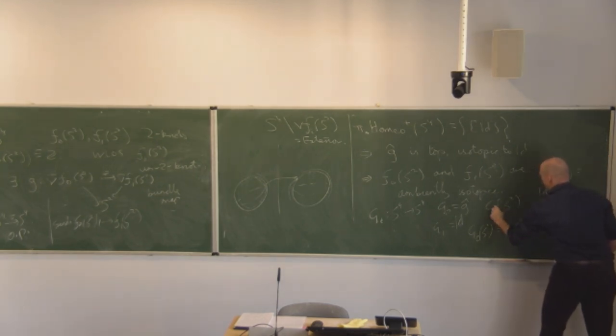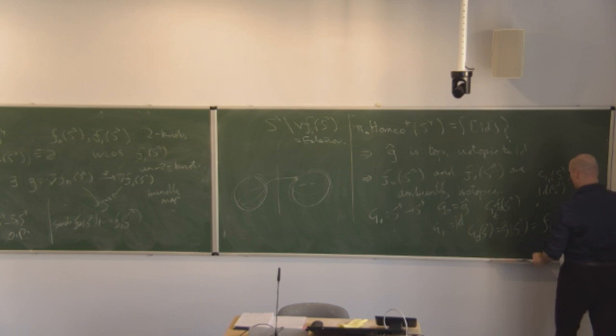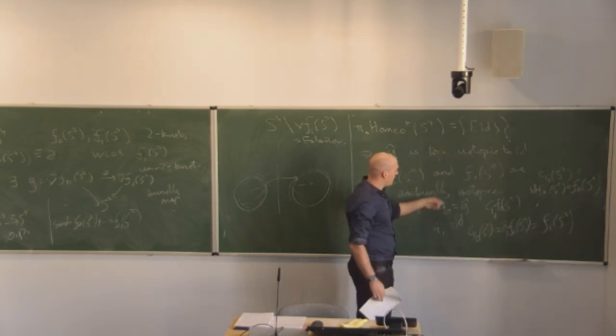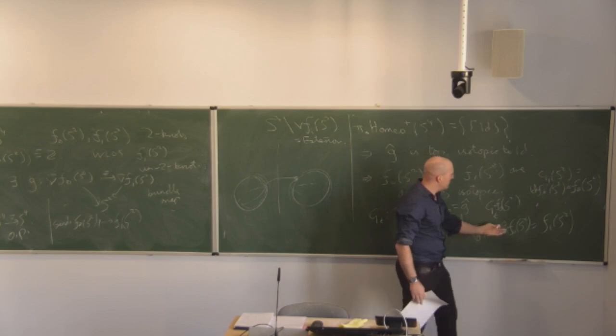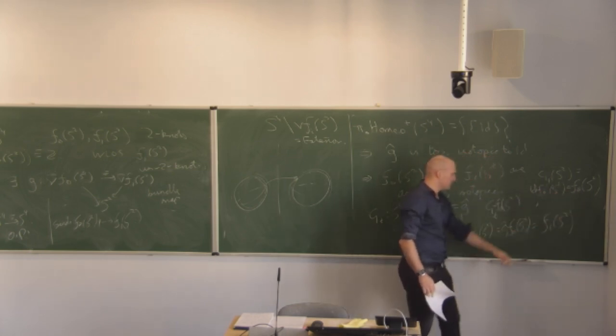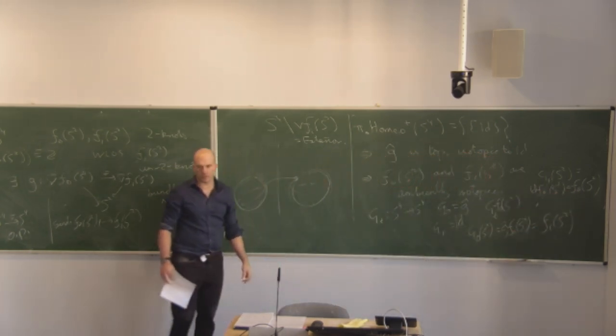G sub T of F0 here. Let me get this right. That's better. It is the identity of F0 of S2, which is, of course, just F0. So I get this one parameter family, and at the beginning, it gives me F1 of S2, one of the knots, and at the other end, it gives me the other knot. So they're isotopic.